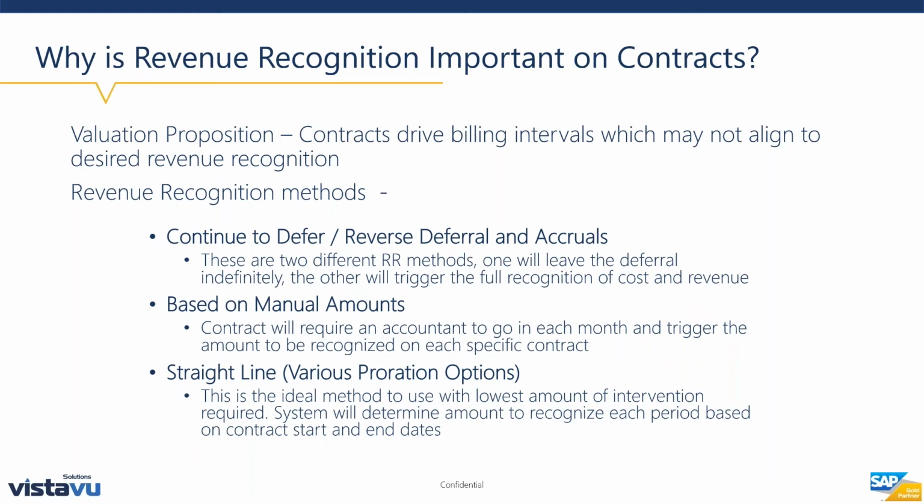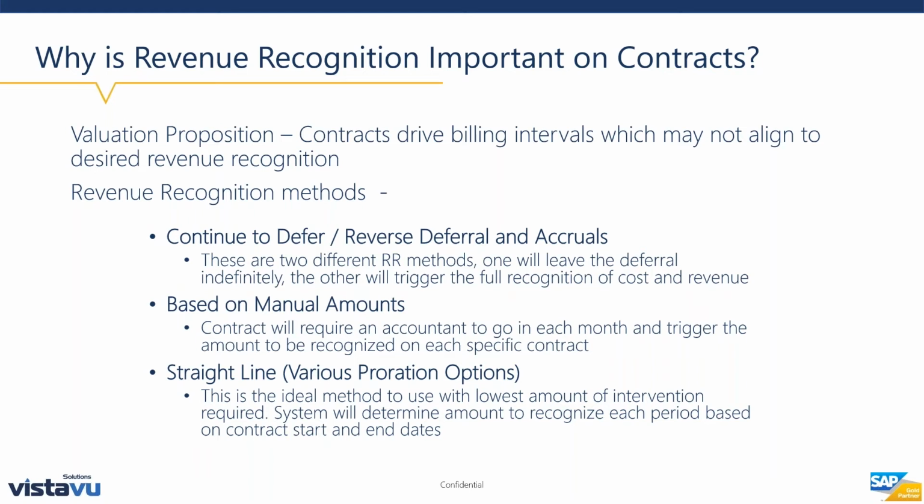So there's a number of revenue recognition methods. I'm going to show you these in the system. I'm grouping them into these three categories. There's two methods that allow you to continue to defer or to reverse the deferral. So either not use revenue recognition in that you're going to reverse it, or you want it to just go on until you turn it off or trigger some sort of manual recognition.